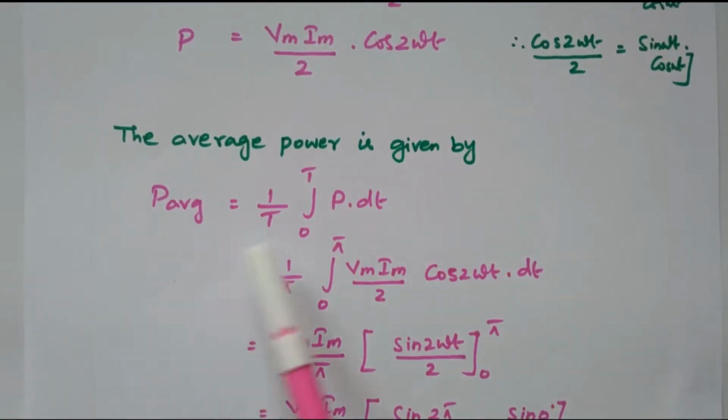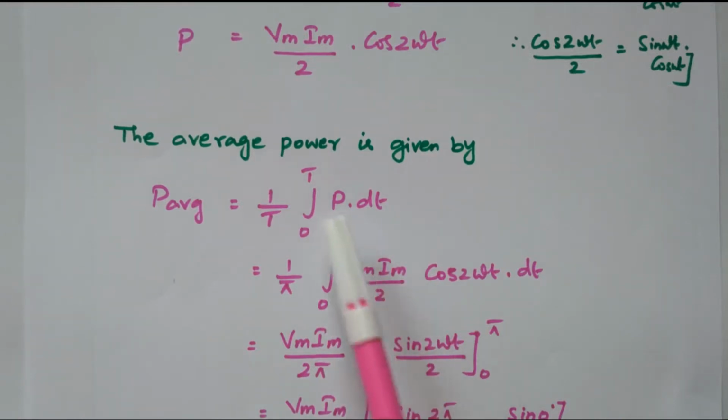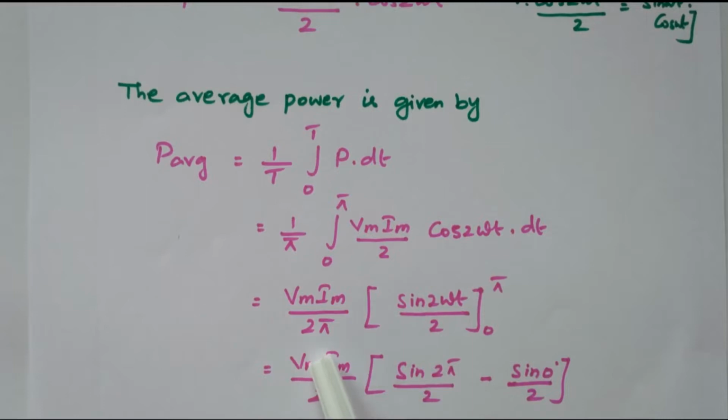Average power means we need to integrate over an entire time period, so that we get the average: 1 divided by T, integral from 0 to T, into dt. What is the time period? Half cycle, pi. So 1 divided by pi, integral from 0 to pi. Then the instantaneous power is Vm Im by 2 cos 2 omega t into dt. Vm Im by 2 is taken outside, so Vm Im divided by 2 pi. The integral of cos 2 omega t is sin 2 omega t divided by 2, with the limit 0 to pi.